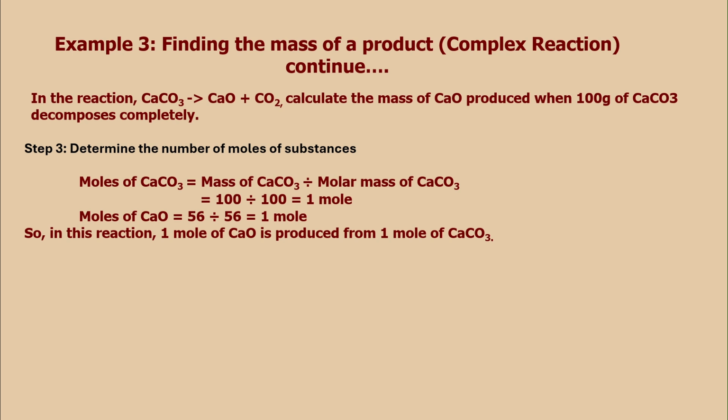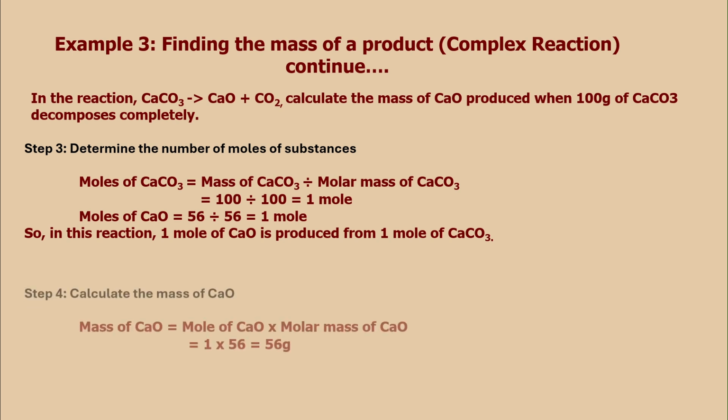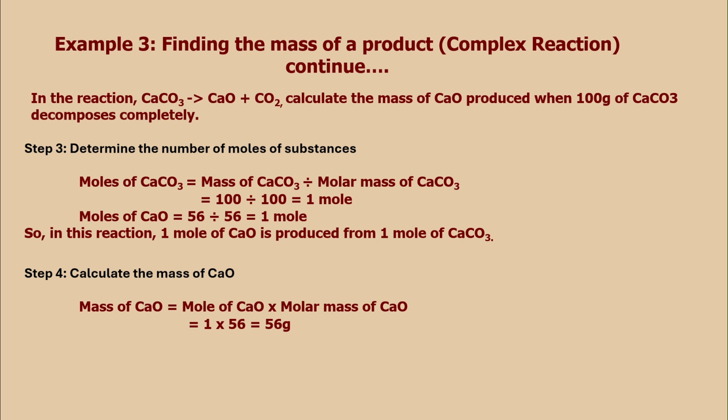So in this reaction, 1 mole of calcium oxide, CaO, is produced from 1 mole of calcium carbonate, CaCO3. Step 4. Calculate the mass of calcium oxide. Mass of calcium oxide is equal to moles of calcium oxide, CaO, times molar mass of calcium oxide, CaO, is equal to 1 times 56 is equal to 56 grams. So the mass of calcium oxide, CaO, produced in this reaction is 56 grams. That is the answer.